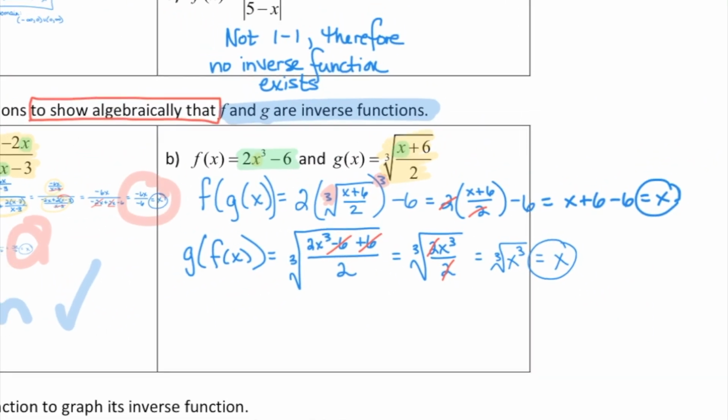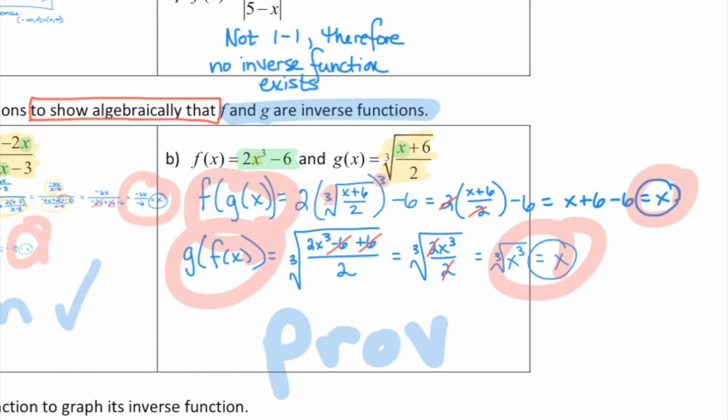And once again, to prove that they're inverse functions, you need f of g of x equal x, and g of f of x equals x, and therefore I have proven that those two, f and g, are inverse functions.